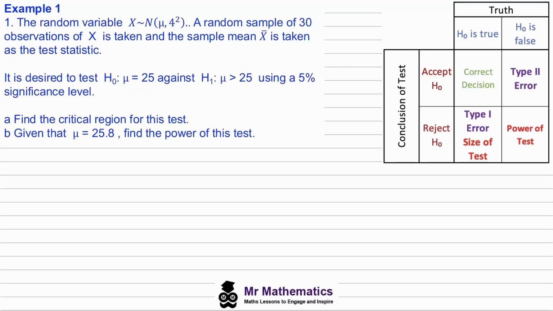Hi everybody. In this video, I'm going to show you how to find the size and the power of a hypothesis test. We'll look at a normal, a Poisson, and a binomial distribution, and then we'll try an exam style question.